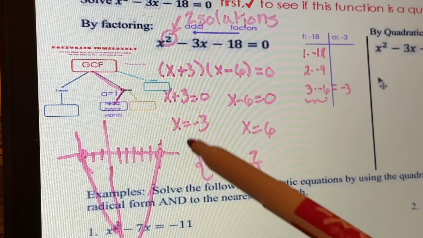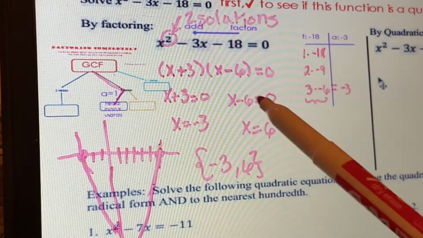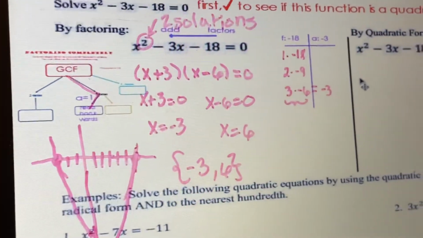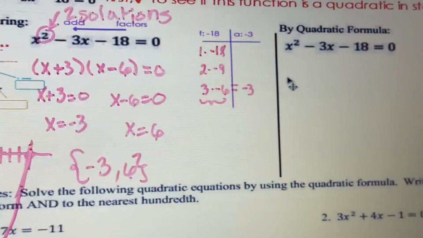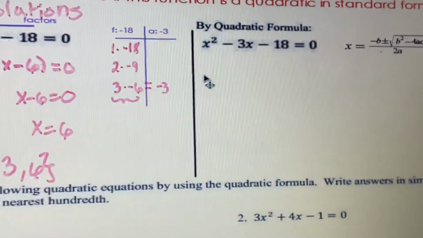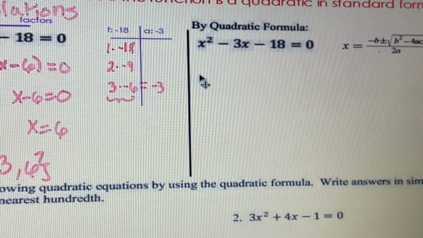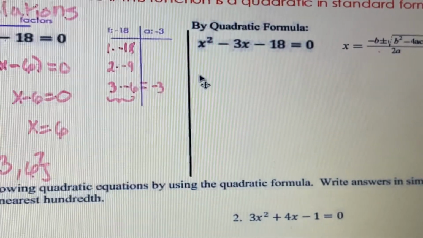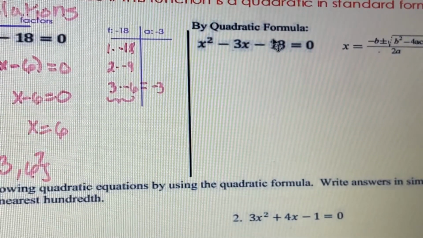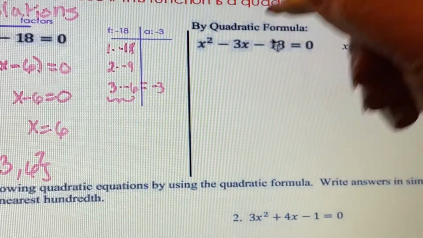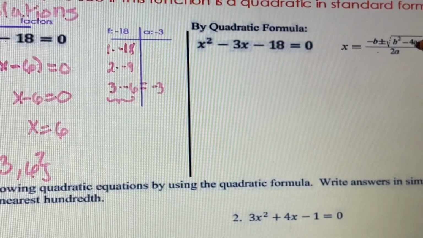So we're now going to do this problem, same problem, but using the quadratic formula. Now, the quadratic formula isn't always the most efficient way, but sometimes it can be the easiest way, especially if your factoring skills are lacking. All right, so here we're going to have to find out all your coefficients. Remember your a, your b, your c.